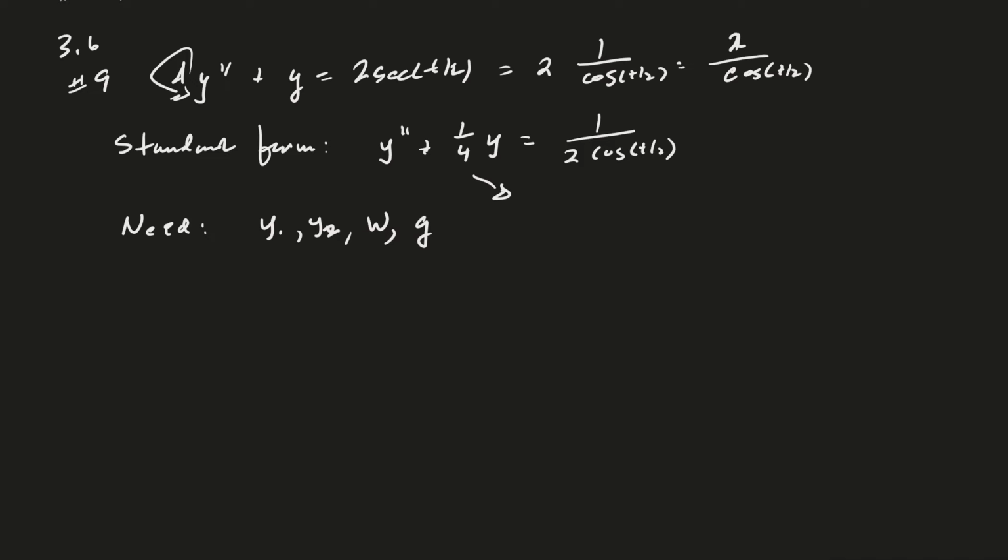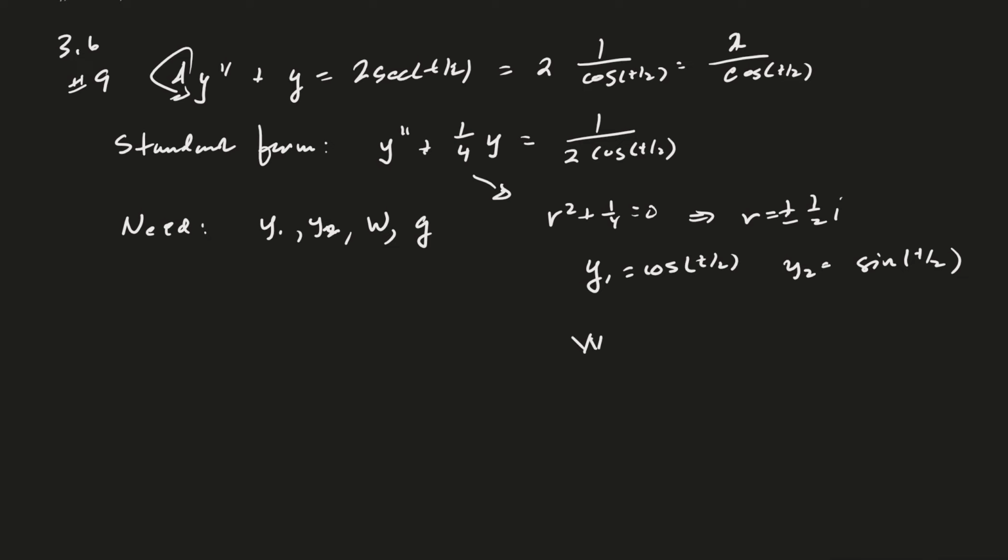For y1 and y2, we look at r squared plus 1/4 equals 0. So r is equal to plus or minus 1/2 i. And so let's go ahead and take y1 to be cosine of t over 2, and y2 will be sine of t over 2. And you could have reversed these if you liked, doesn't matter, as long as you're consistent. Once you've assigned labels to them, you don't want to change those labels.